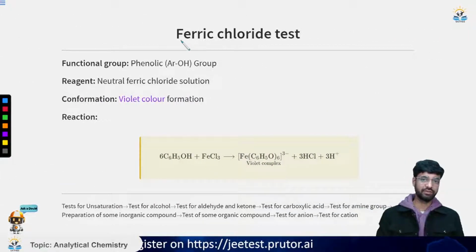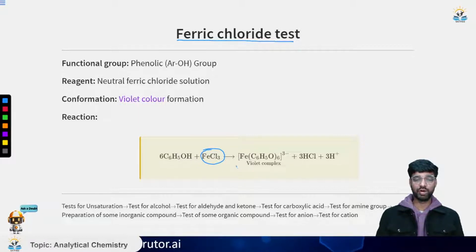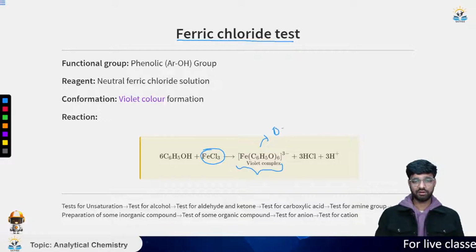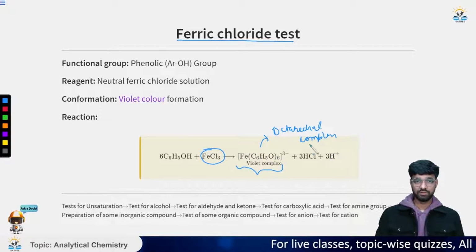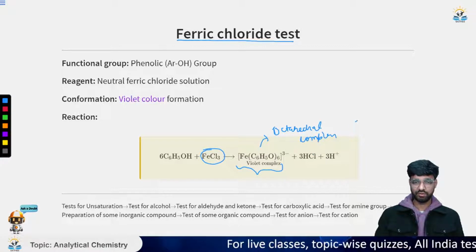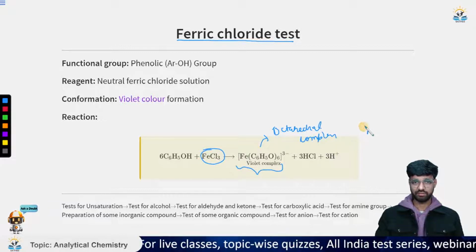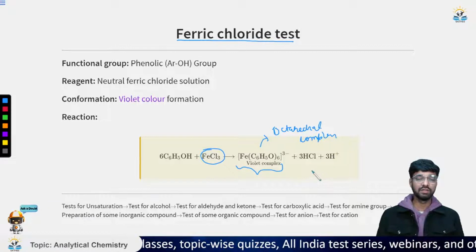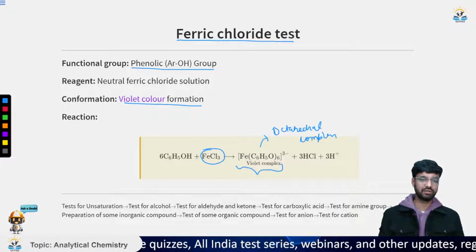Next is the ferric chloride test. So it is for the phenolic group basically. We take the compound and treat it with ferric chloride, that is FeCl3, and we get a violet complex. It is also a kind of octahedral complex, and you can say that it is a low spin complex. So this is from the coordination part. We get the violet color as an indication that we have the phenolic group present in the solution.